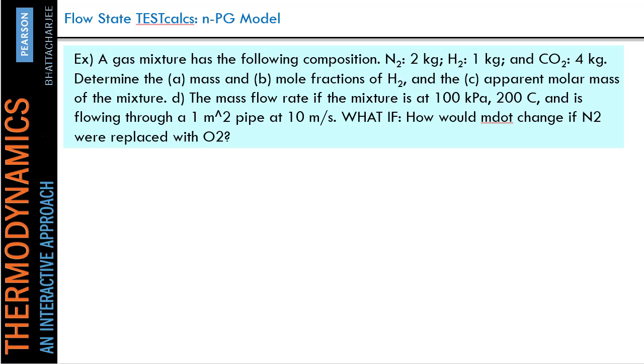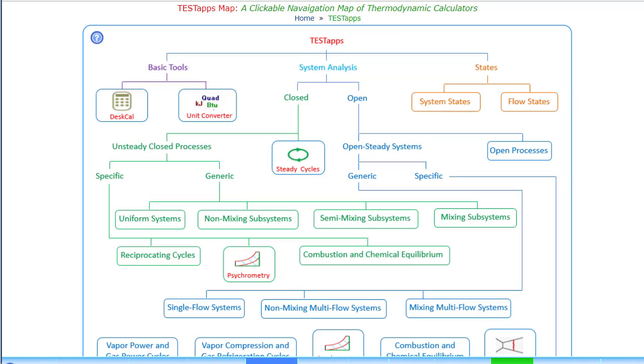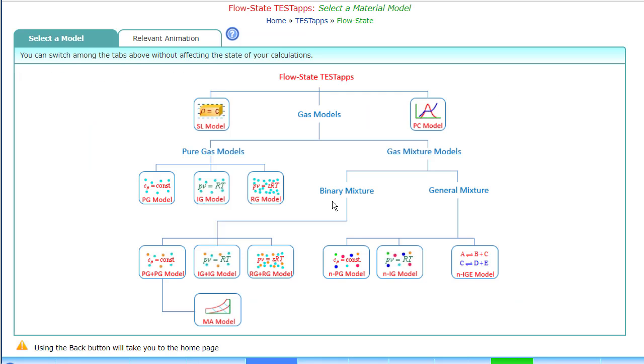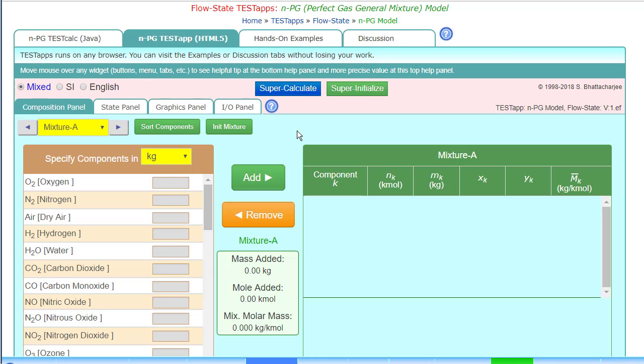So first we're going to go to TEST calcs. And we could do either system or flow state for this part, since we're just doing the states for parts A, B, and C. But later we're going to be doing a flow problem, so I'm just going to go straight to flow. And then we're going to assume the PG model. So we'll go to the n-PG model, and we'll create our gas mixture.